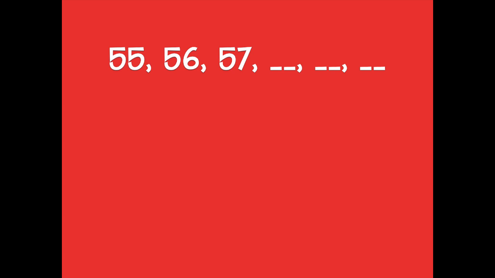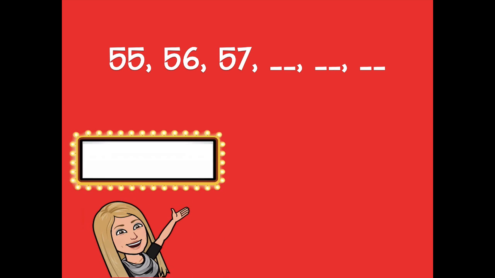All right, here's another one. So think about what's the rule first before you figure out what comes next. All right, friends, what's the rule? +1. Awesome. So what's the next 3 numbers if we add 1 to 57 and then keep going? Yeah, it's 58, 59, and 60. Awesome. All right, let's do a couple more.